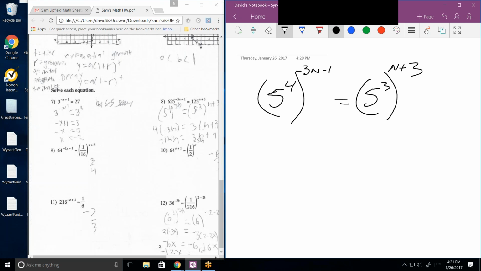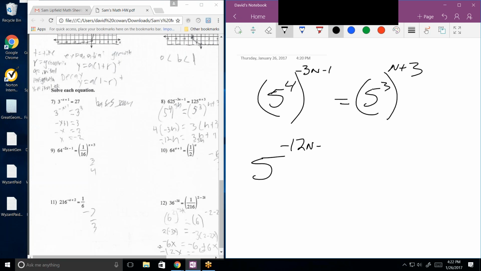Now use your rules of exponents. What's the left side equal to? Use the rules of exponents. What we have going on here is double exponentiation. When you have double exponentiation, you're going to multiply the exponents. So multiply 4 times this exponent. What do you get? Let's see, 12, negative 12 then, minus 4.